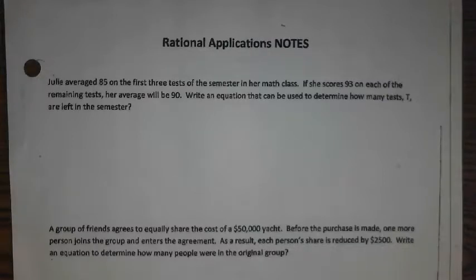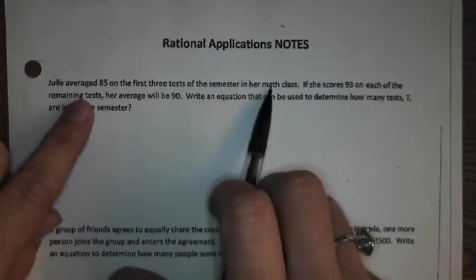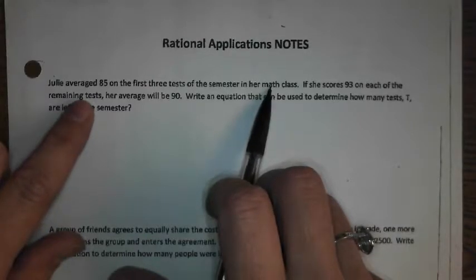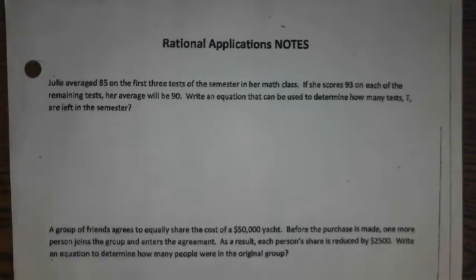Video and re-listen to how we came up with our equations. So Julie averaged 85 on the first 3 tests of the semester. How do you calculate an average? Add them up and divide by 3.